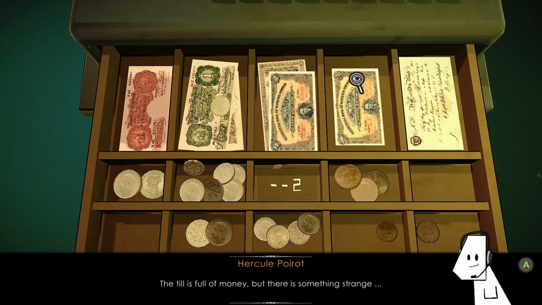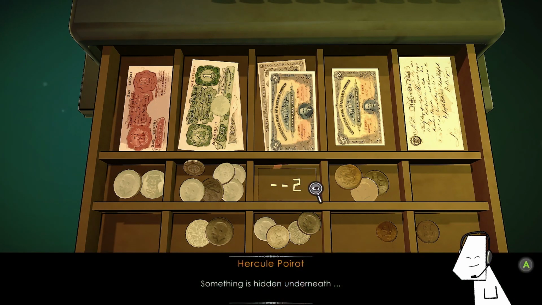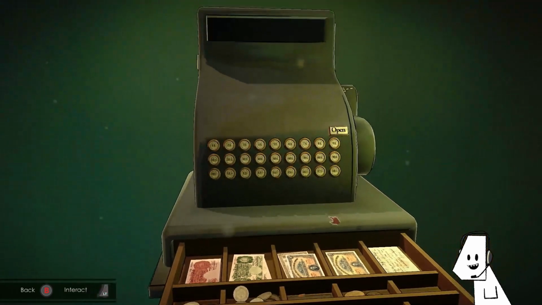The till is full of money, but there is something strange. Something is hidden underneath. Oh, maybe we look on the bottom? 2. Minus 2. Do we have to put a 2 cent coin in, maybe? Or maybe we put... Is it £2? It's got to be £2, right?